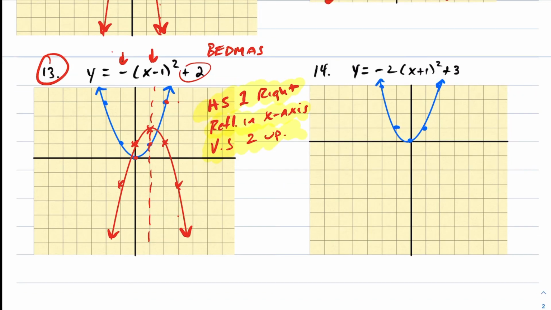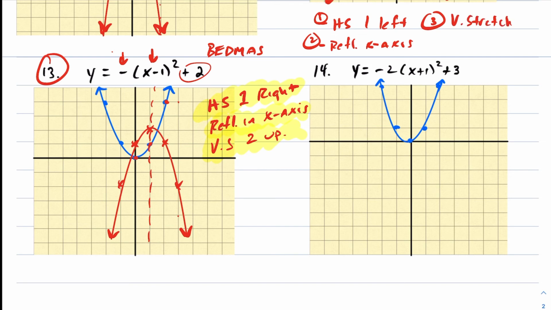Okay, moving on to the very last question here. Again, B for brackets. So we're going to first have a horizontal shift 1 unit to the left. After that, we're going to have a reflection in the x-axis. Right, so this will be our first operation, our second. After that, we're going to have a vertical stretch by a factor of 2. And then the last operation is we have a vertical shift 3 units up.